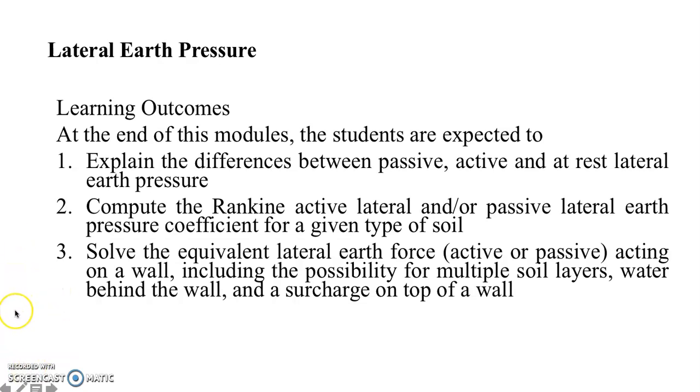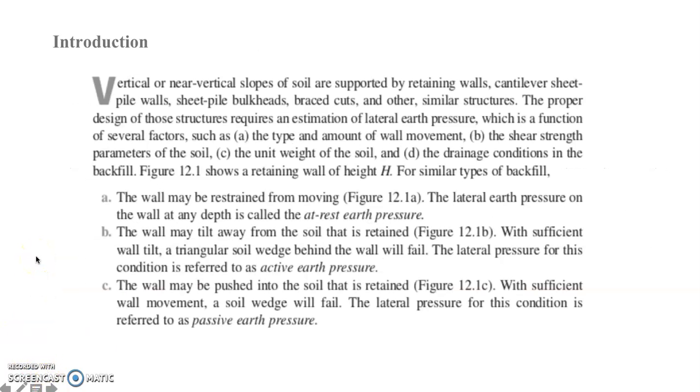Third, solve the equivalent lateral earth force, active or passive, acting on the wall, including the possibility for multiple soil layers, water behind the wall, and a surcharge on top of the wall. So we'll talk about lateral earth pressure. That is the pressure that soil exerts in the horizontal direction.